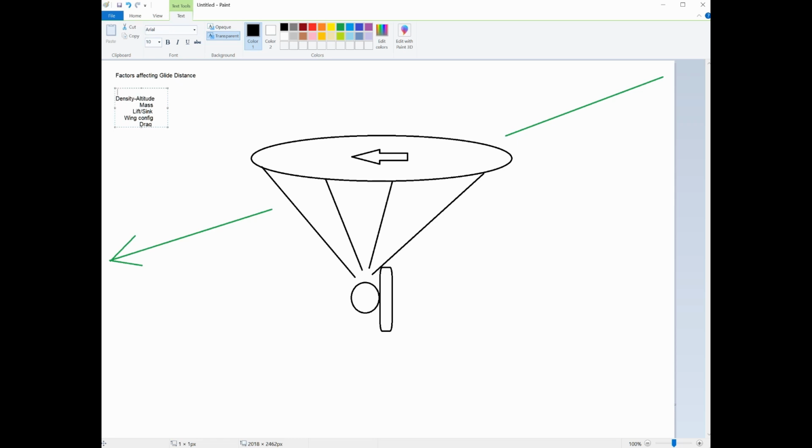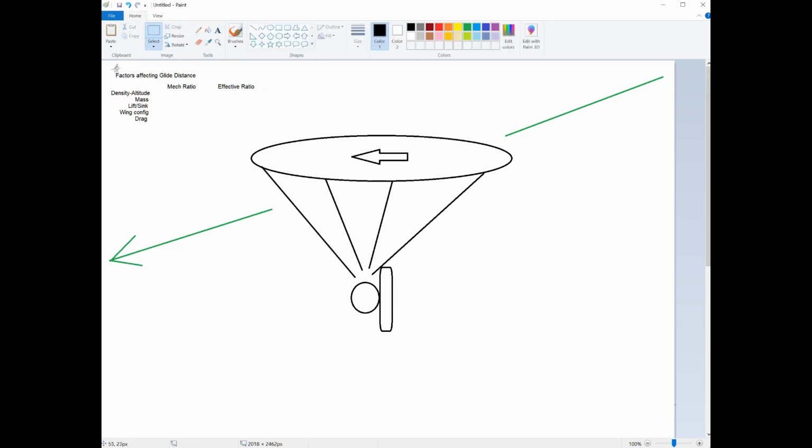And we'll get, man, we love paint. We're going to call this mechanical ratio. And then we'll have our effective ratio. So this is kind of like factors affecting glide distance. So glide distance is determined by your glide ratios, I guess you can say, or your effective ratio in the end. Okay, let's add some guides here. And we'll go through this.